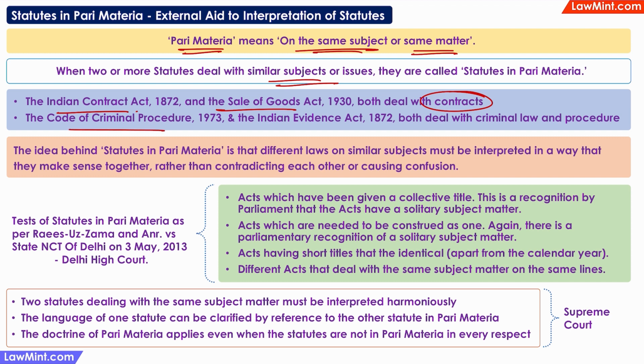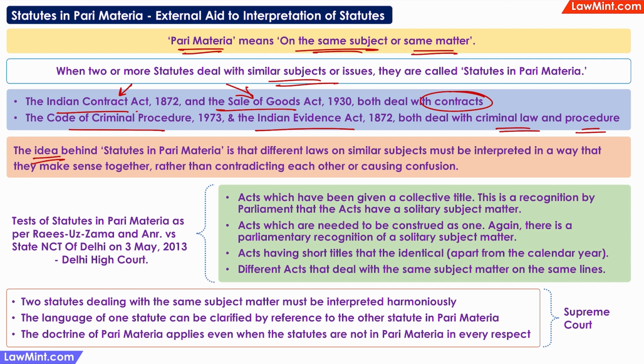The Code of Criminal Procedure and the Indian Evidence Act both deal with criminal law and procedure. So at a higher level, both of them have the same subject. A point to remember here is that if we go into the specific details, then these statutes address different aspects of the same subject. While the Indian Contract Act covers a wider range of contracts, the Sale of Goods Act is more focused on contractual transactions associated with the sale of goods.